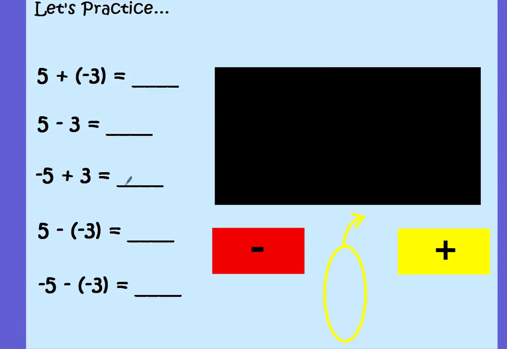Okay, 5 minus -3. So we start with 5 positives. 1, 2, 3, 4, 5. And we want the opposite of a -3. And we know that the opposite of a -3 is a +3. So on our second line, we want to represent +3. Since we have all positives, there are no 0 pairs, because remember, you have to have a positive and a negative for a 0 pair. So I just count them. 1, 2, 3, 4, 5, 6, 7, 8. 5 minus a -3 equals 8.